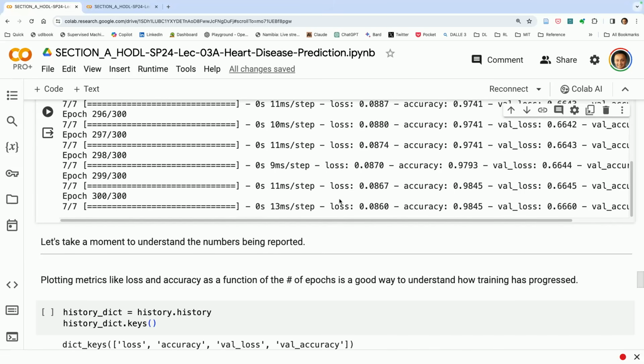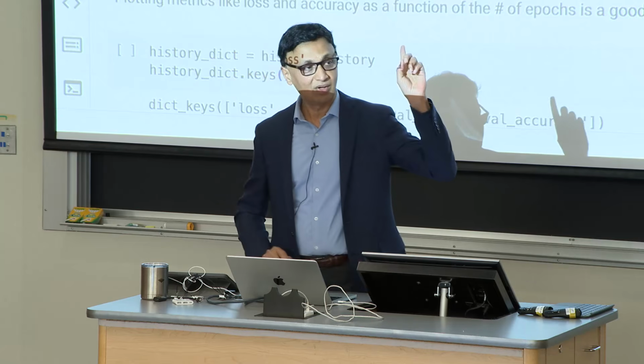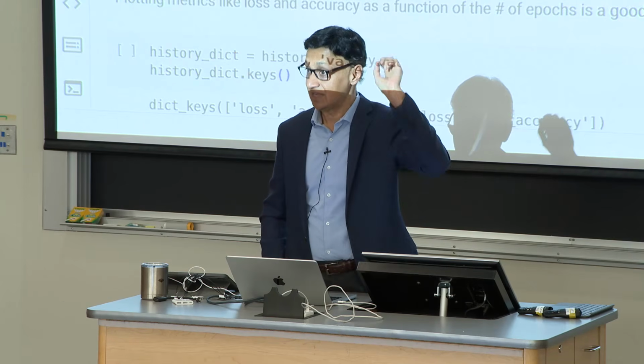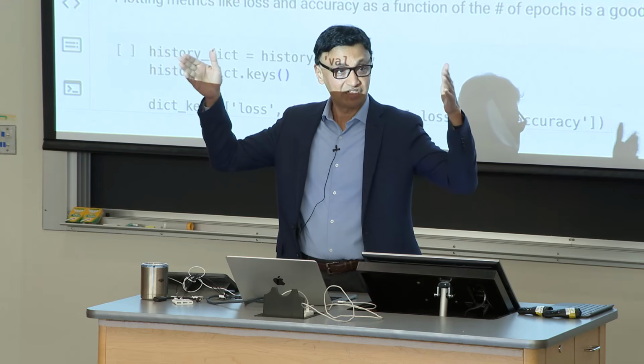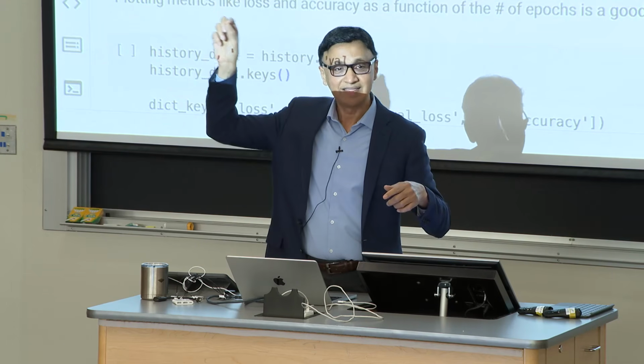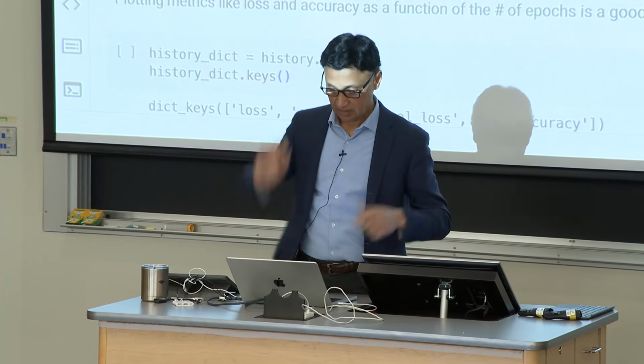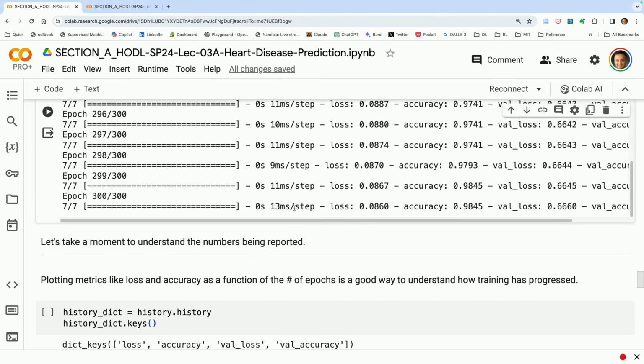Okay, now let's take a moment to understand what's being reported. I'll just take this one line here. There is a pair of lines for each epoch, and here in this 300th epoch, it used 7 out of 7 batches. If you recall from the math we did in the class, it's 7 batches, where the first 6 batches are 32, and the last batch is just a couple of examples. This is 193 divided by 32, rounded up. So that's why we have 7 here.